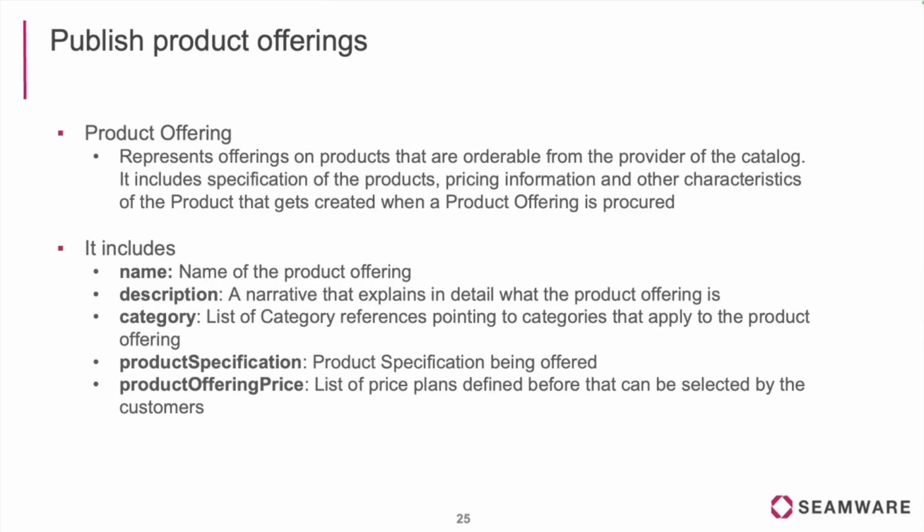Okay, now we have our plan. So the last step is to publish our product offer, which means that we have to create this particular entity. And this particular entity is going to have, again, a name and a description. It's going to have a category attribute with all the categories that we have selected for our product offering. And then it's going to include the link to the product specification and the link to the product offering prices that represent price plans. And with that, you have all the information that you need as part of the product offering in order to be able to process it when it is purchased.